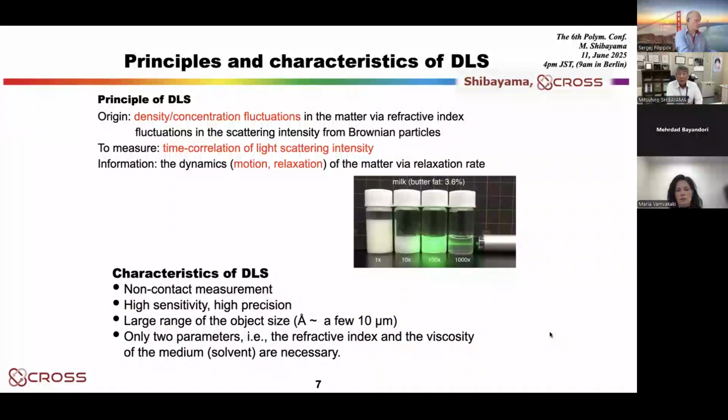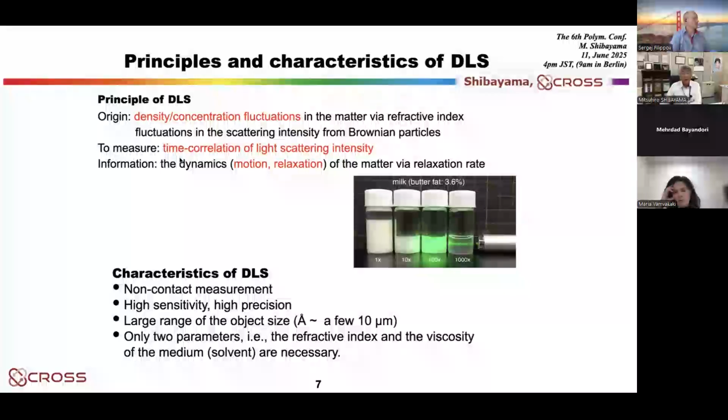As for the principles and characteristics of dynamic light scattering, the origin is the density and concentration fluctuation in the matter via refractive index, and fluctuation in the scattering intensity from Brownian particles.